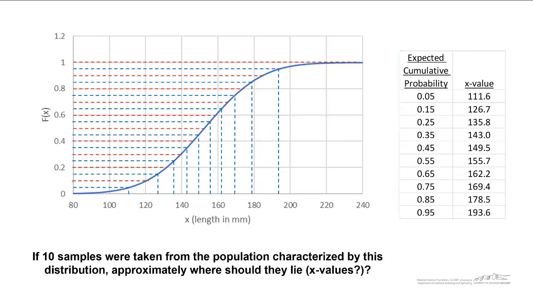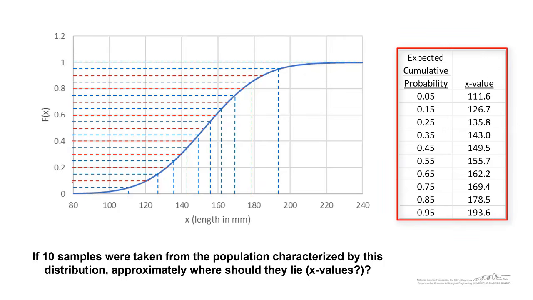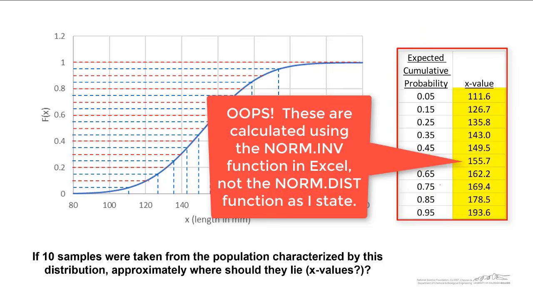And these are known as the expected cumulative probabilities. Again, instead of using 0.1, 0.2, and so on, we back off and do a bin center. And that means we get 0.05 all the way up to 0.95. Using the norm.dist function, we can calculate these x values in Excel.